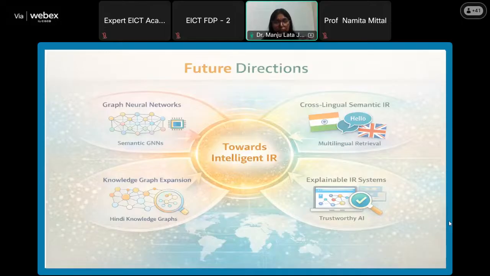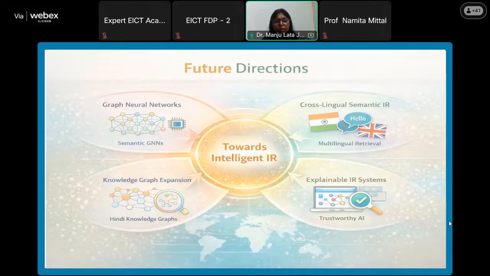Then, as per today's discussions, what are the future research directions still available to explore? First of all, GNN. GNN is an emerging technique. It is still in a growing phase. There is a lot of scope and many applications wherein GNN can be explored to increase the performance of retrieved results. Similarly, cross-lingual semantic IR, where the query is given in one language and results are retrieved in another language, is still an underexplored information retrieval research area. There is a lot of scope to explore from one Indian language to another Indian language, or from Hindi to English, or other languages.